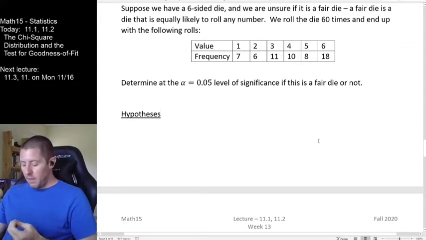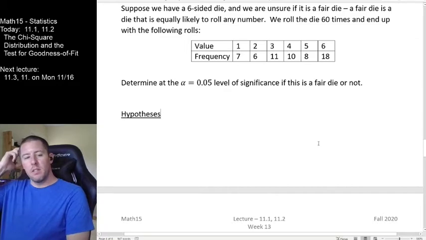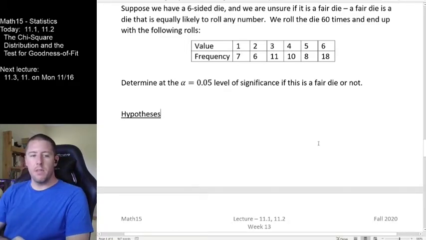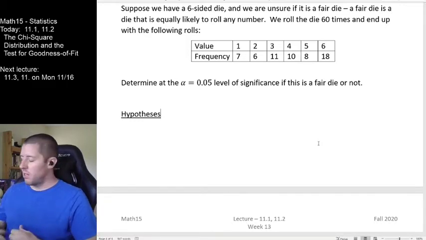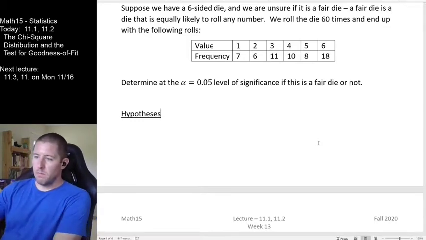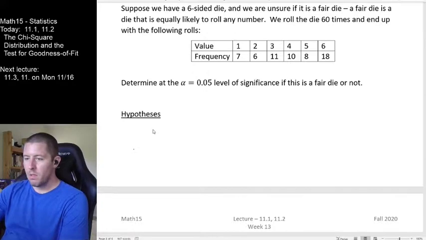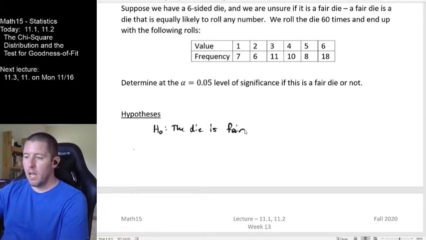So right away, I want to be a little bit careful with my hypotheses here. I did already state what the null and alternative hypothesis should be for this experiment, but I do think that we should state it in a couple of different ways. So I think the simplest way I can say this is the die is fair. But this doesn't really tell me anything mathematically speaking for myself.